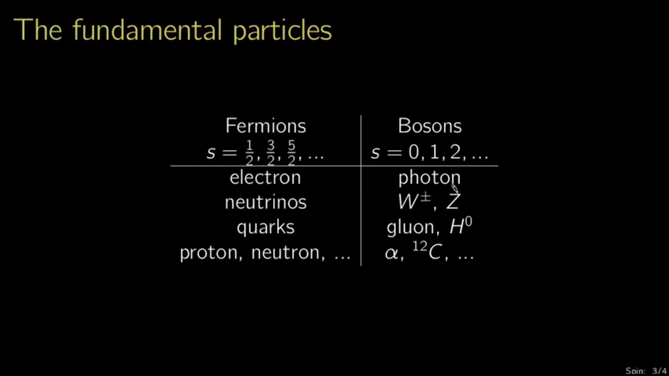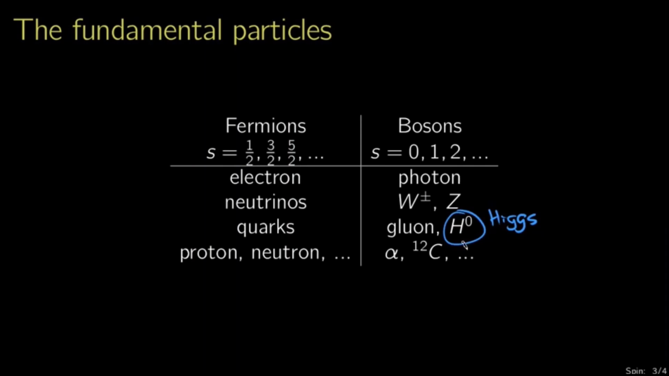Bosons, the W and the Z, these are particles that are associated with the weak nuclear force, the gluon being a particle that's associated with the strong nuclear force, and everyone's favorite particle these days, the Higgs. The Higgs boson has integer spin.